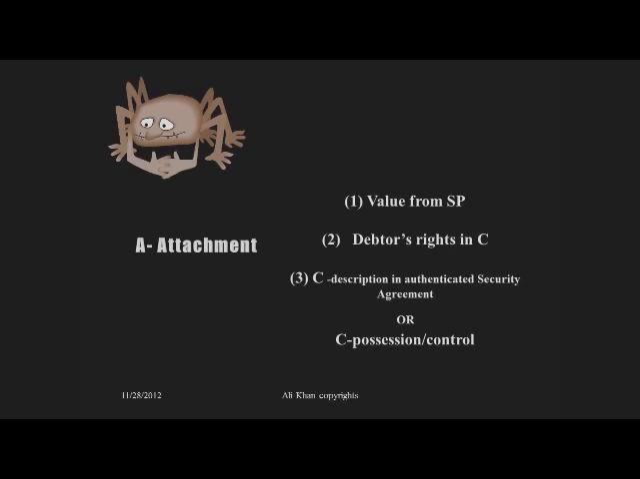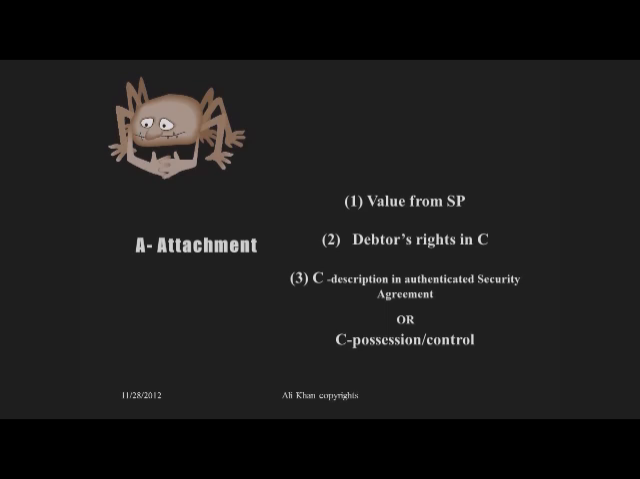All right. There are three things that you need in order to make a security interest enforceable. Number one, the lender, or the secured party, must give value. The value is coming from the secured party, either to the debtor or to some other person. Number two, the debtor must have rights, property rights, in the collateral. If the debtor does not have rights in the collateral, attachment is not going to occur.